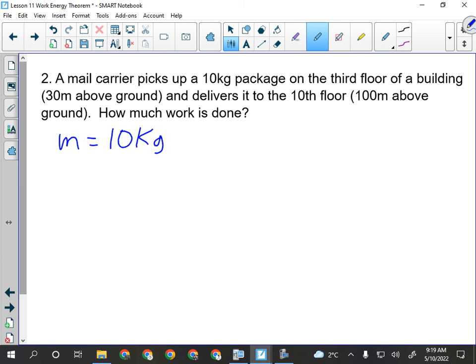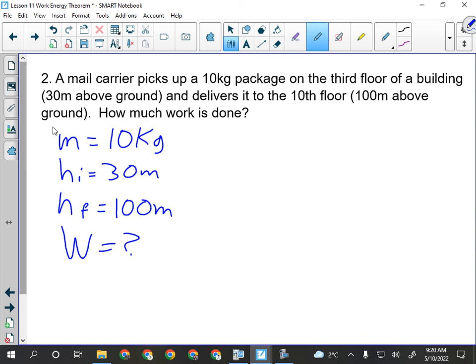So they just gave me two different what? Well, actually not V, because that would be meters per second. These are heights. Okay, 30 meters above the ground, 100 meters above the ground. So we're looking at initial height, 30 meters, final height, 100 meters. Okay, and they're asking for how much work is done. This is actually going to be easier than our last question, because I'm not given force or distance here. I'm just asked to calculate work, which means less work, actually.